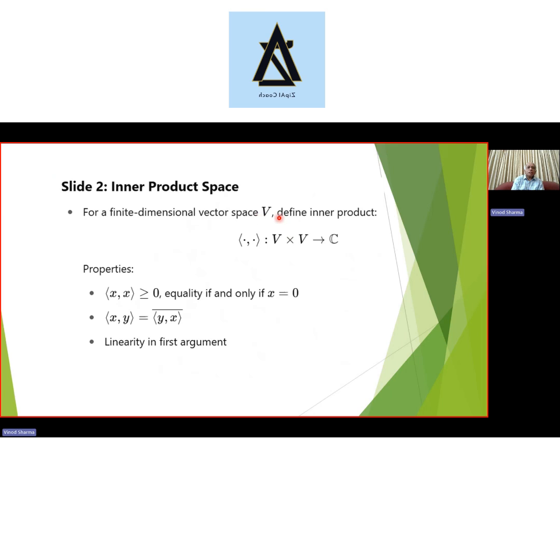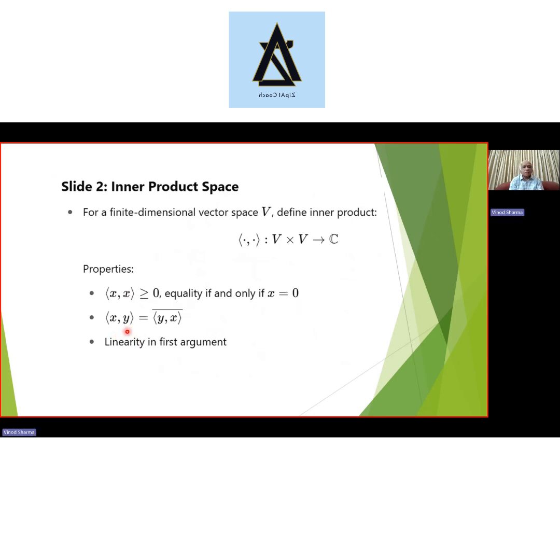For a finite-dimensional vector space V, you can always define an inner product. And as mentioned earlier, we are going to have a vector space with the field of complex numbers. So on this vector space V, we can define an inner product, which is denoted by this. This is a mapping from V cross V to C. And this mapping has the following properties. If you take any x in V, then the inner product of x with x is greater than or equal to 0, and it will be equal to 0 if and only if x is 0.